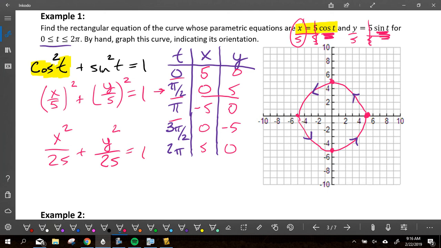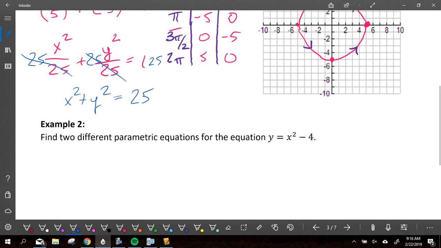You could graph it like that, but it doesn't look exactly like how we normally graph it. What else could we do here to make it look a little more familiar? If I multiplied everything by 25, that cancels. I get x squared plus y squared equals 25. Oh yeah, it's our circle equation that we started with. Makes sense on how we got that. It's a little bit strange. Again, when you see sine and cosine, think Pythagorean identities.